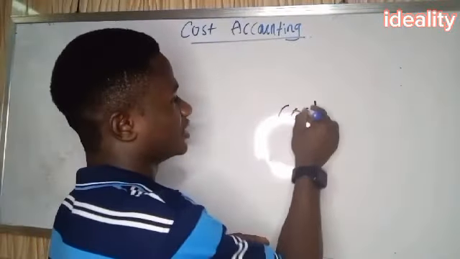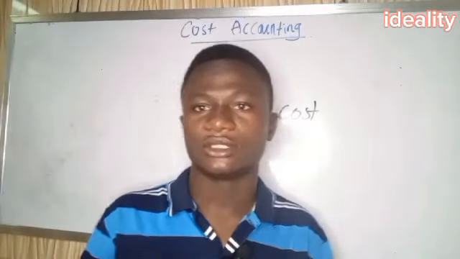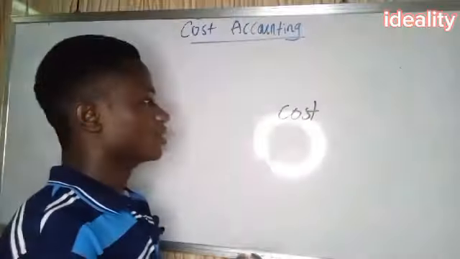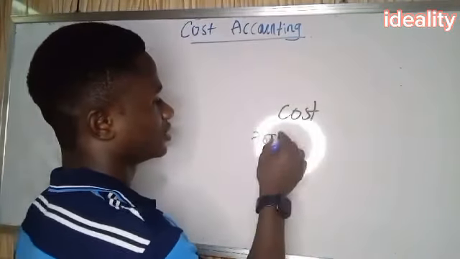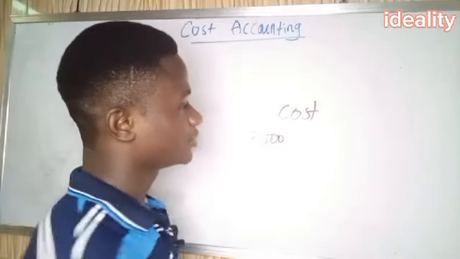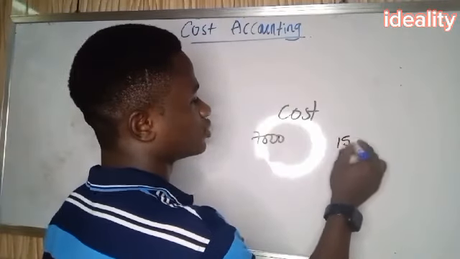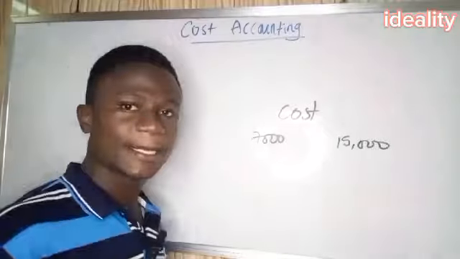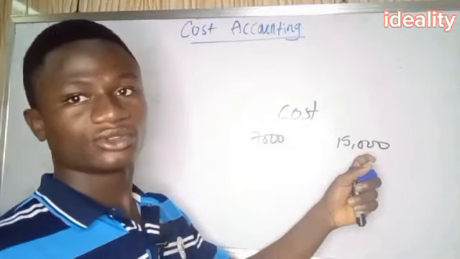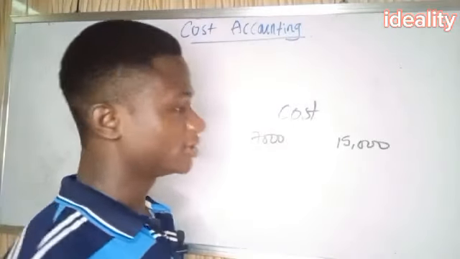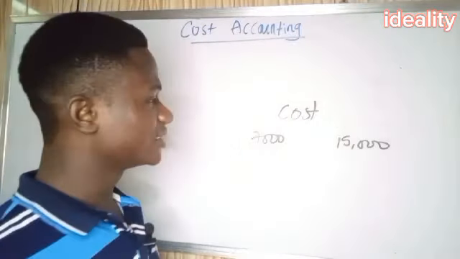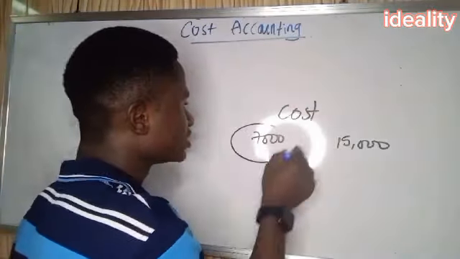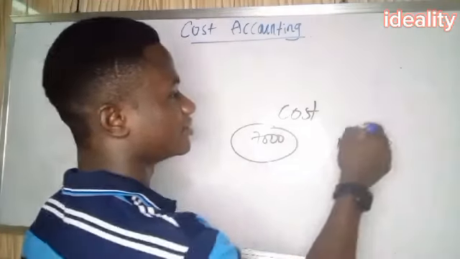For example, the example I gave the other time, I produced with 7,000 naira, and in the end I was able to make 15,000 naira. Now the question is, imagine I don't know my costs. This is my cost, right? And this is my revenue.